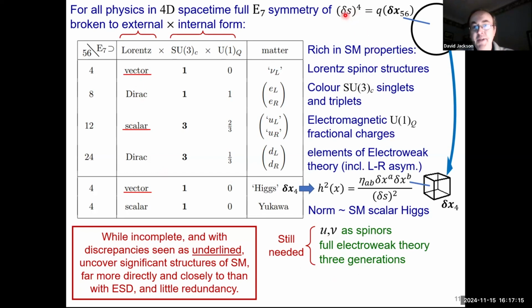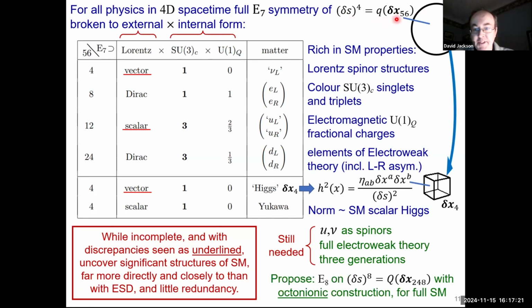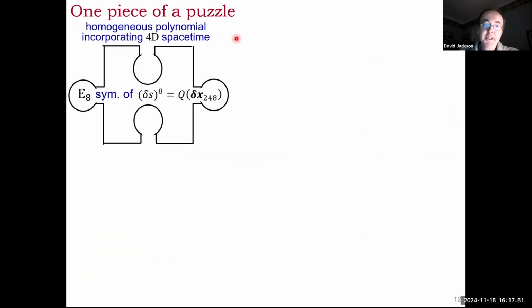So this points to looking for something like a larger form for proper time and a larger power, a larger number of components. And since we haven't yet used E8, it suggests looking for E8 of quintic or higher, possibly octic order, probably on 248 components, with that being the smallest non-trivial representation of E8 and with an octonion construction. And I haven't found such a thing, but this is a prediction of the theory: to look for something like an E8 structure that generalizes beyond these E6 and E7 forms for a proper time. So I see this as one piece of a jigsaw puzzle to look for these homogeneous polynomials incorporating 4-dimensional space-time.